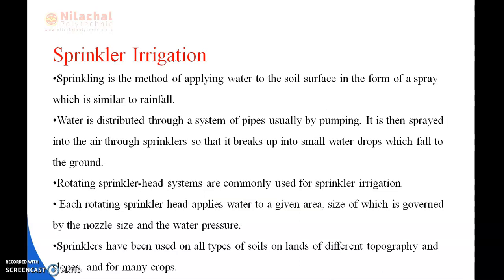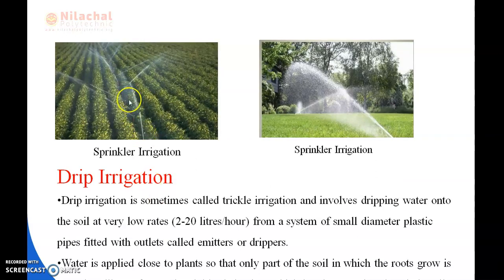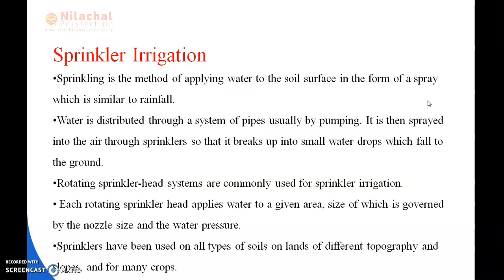Next we'll be reading about what we mean by sprinkler irrigation. Sprinkling is a method of applying water to the soil surface in the form of spray, which is similar to rainfall. All of you must have seen this, it is called sprinkler irrigation. You must have seen it in your schools, where the gardener sprinkles water on the crops or on the flowers. So we can say this is sprinkler irrigation. Sprinkling is the method of applying water to the soil surface in the form of a spray.